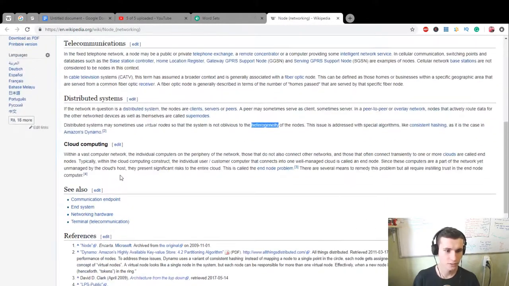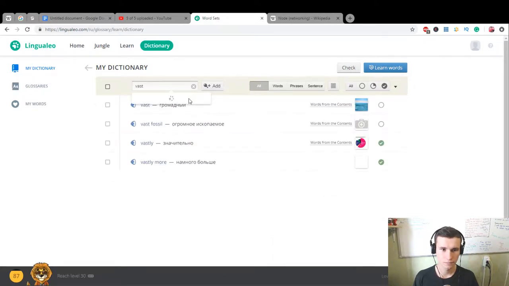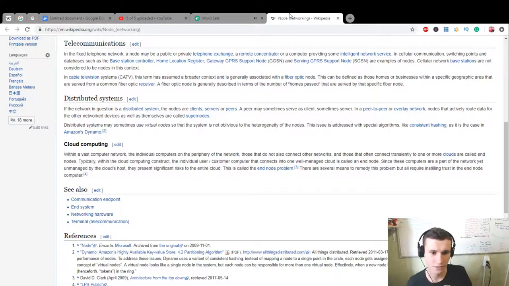Cloud computing. Within a vast computer network, the individual computers on the periphery of the network, those that do not also connect other networks, and those that often connect transiently to one or more clouds, are called end nodes. Typically, within the cloud computing construct, the individual user-customer computer that connects into one well-managed cloud is called an end node.